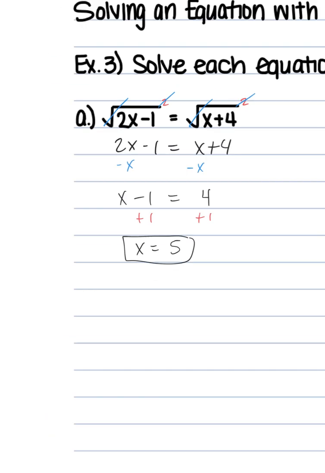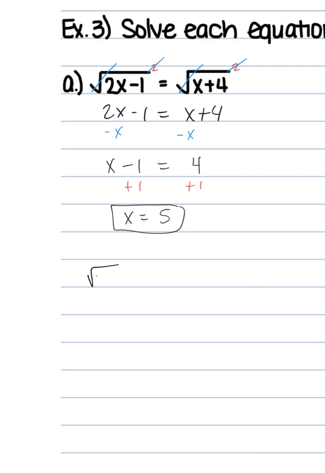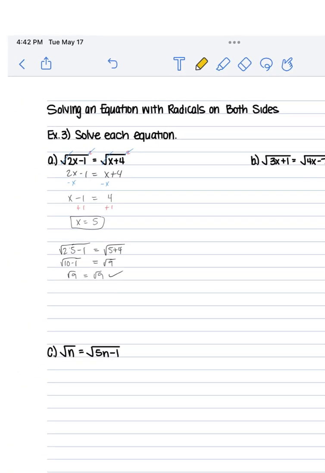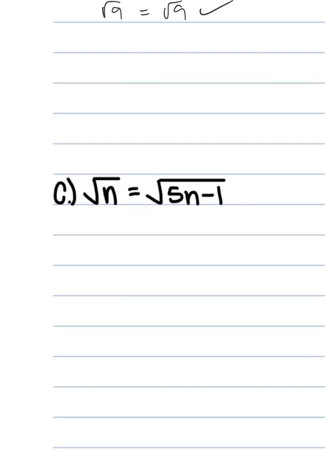Always take that value, plug it back in. You're going to get the square root of 2 times 5 minus 1 equals the square root of 5 plus 4. This is the square root of 10 minus 1 equals the square root of 9. Square root of 9 equals the square root of 9. We're Gucci.